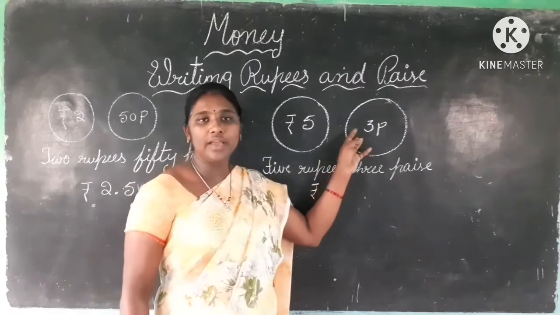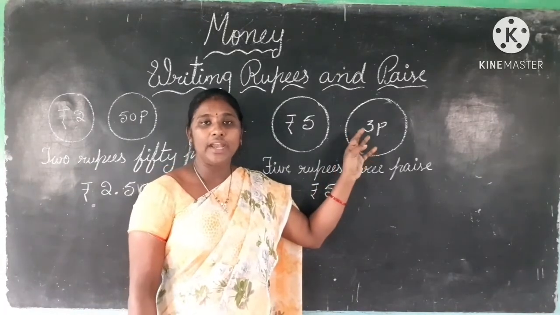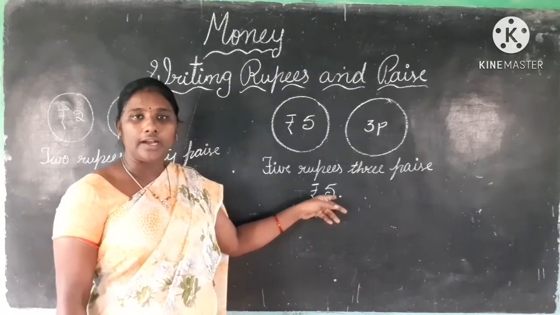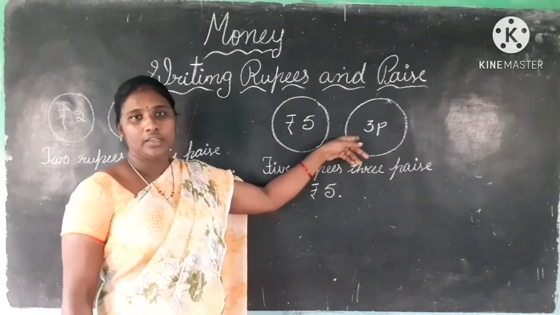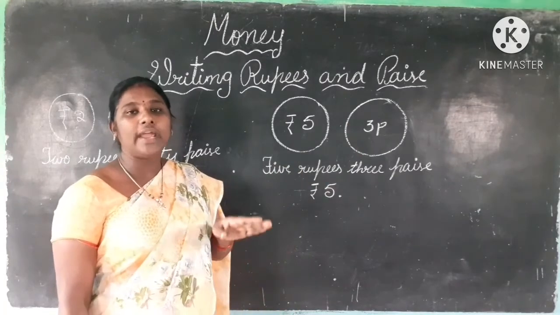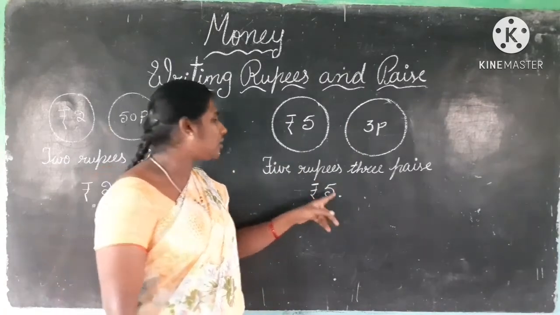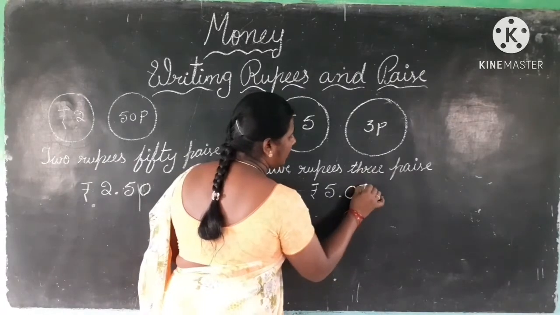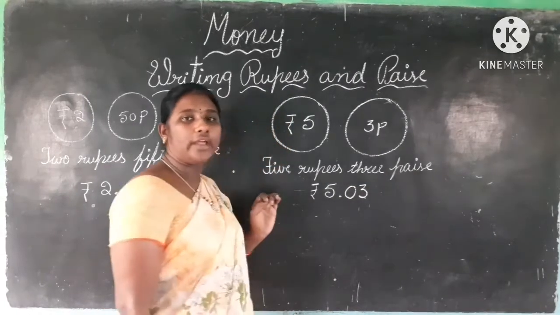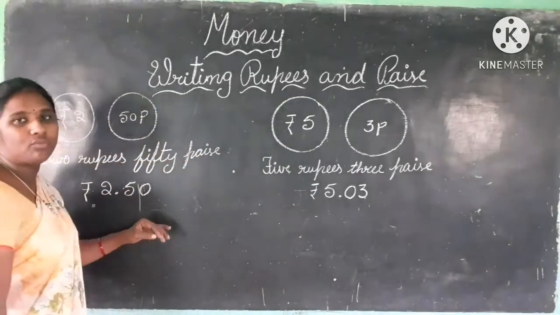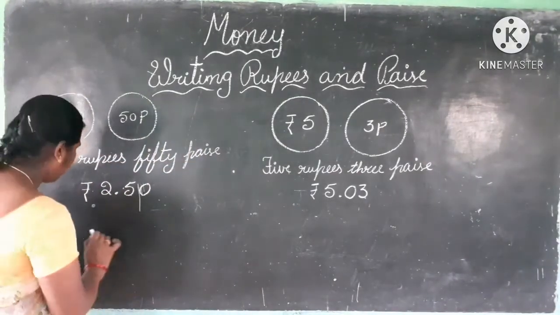Here pies is given, and it is less than 10. If the given number is less than 10, we write a 0 after the dot. So after the dot we write 0 and then 3. Rupees 5.03. Okay, shall we write some more? If they give in words, how do we write in figures?